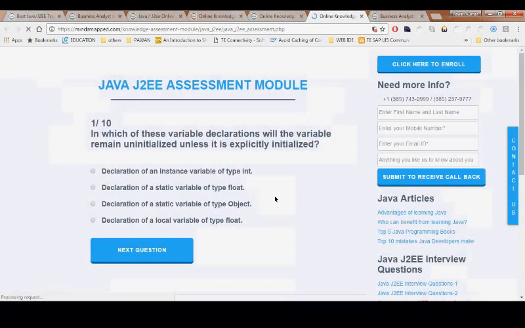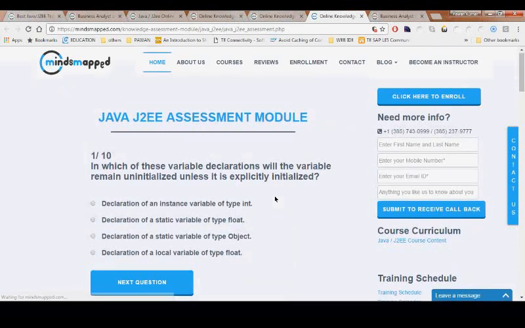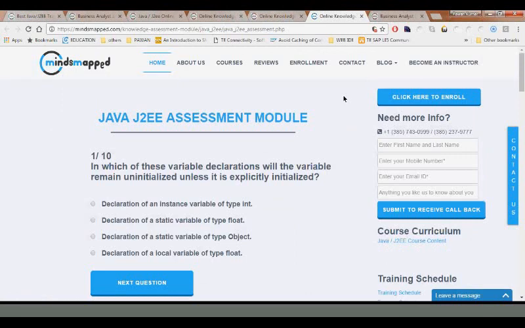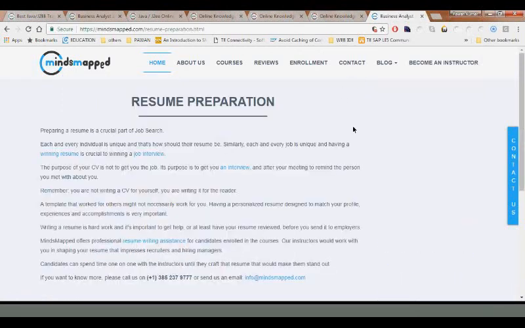And if you have any doubt, of course, we can always discuss them in class. There are a lot of questions that you can use to evaluate yourself. So these are the assessment modules. And apart from that, there are also some resume preparation tips that we have in our portal.